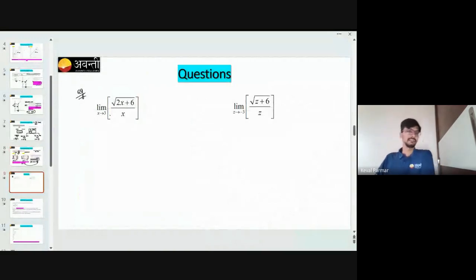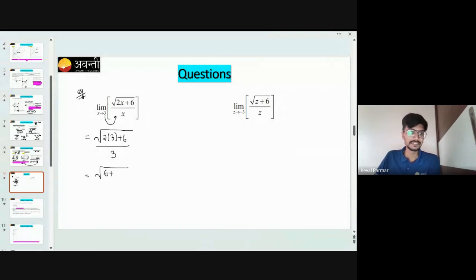So if I want to calculate this value, what did we do? We directly substitute x equal to 3 in the function. So if we directly substitute, I will get square root of 2 into 3 plus 6 upon 3, meaning square root of 2 threes are 6 plus 6 upon 3, meaning my answer is square root of 12 by 3. This is an example of the direct substitution method.